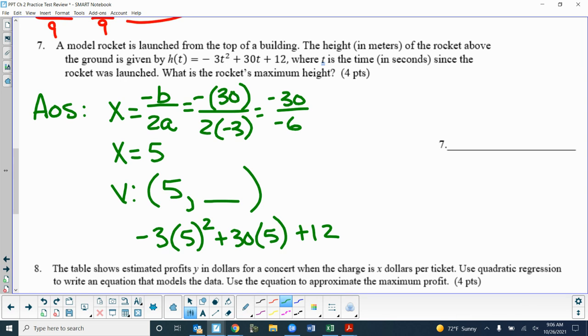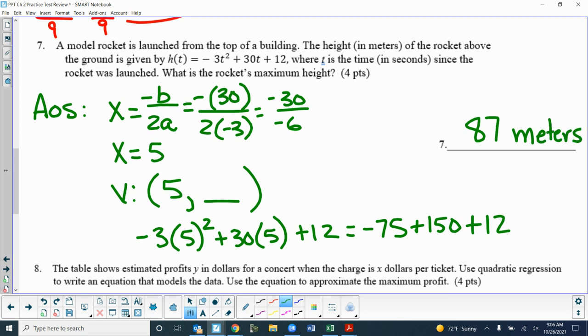So 5 squared is 25 times negative 3 is negative 75. 30 times 5 is 150, and then the plus 12. So negative 75 plus 150 is a positive 75, plus 12 is 87. And that was in meters, right? So number 7 is 87 meters.